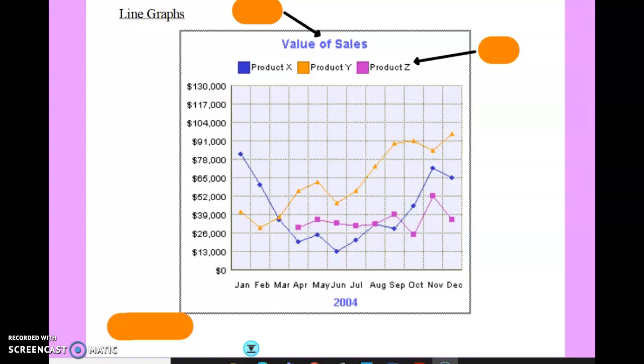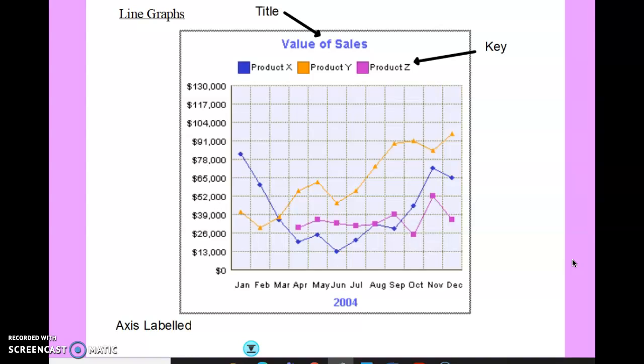A line graph needs to have a few different things, very similar to a bar graph. We need to make sure we have a title for our line graph. We need a key if we have more than one line in our graph, and we need to make sure we have our axes labelled. Okay, so here we have the amount that it's worth. Here we have the month in the year 2004. And we're told that product X is blue, product Y is this orangey kind of colour, and product Z is the purple.